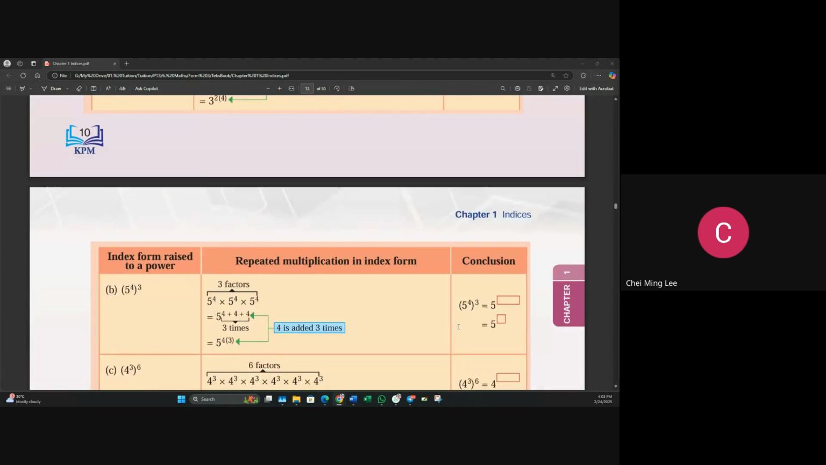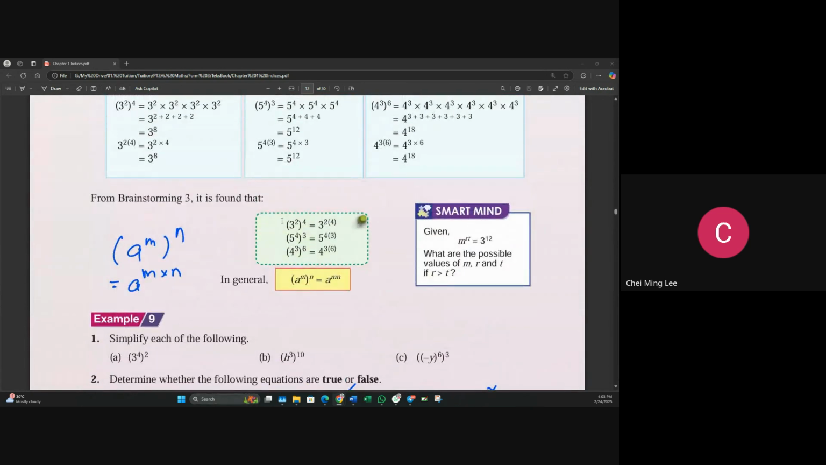Okay? Now the same goes for the others. So in short, 3 to the power of 2 and then power of 4 again is 2 times 4, which is 8. 5 to the power of 4, power of 3 again, 3 times 4, which is 5 to the power of 12. And 4 to the power of 3, and then power of 6 again is 3 times 6, which is 18. So in short, the formula: a to the power of m and then power of n is a to the power of m multiplied by n. Okay, so this is the main formula here.